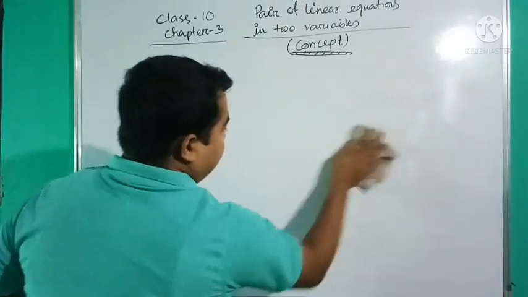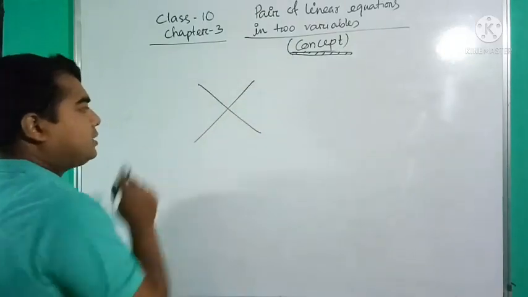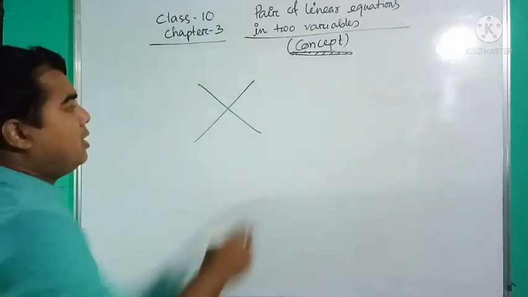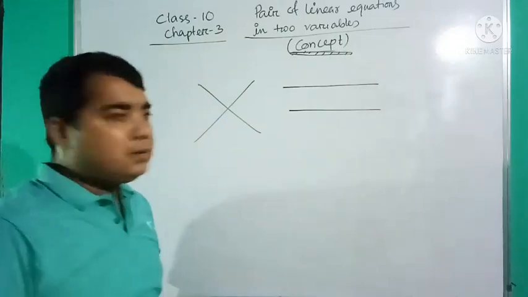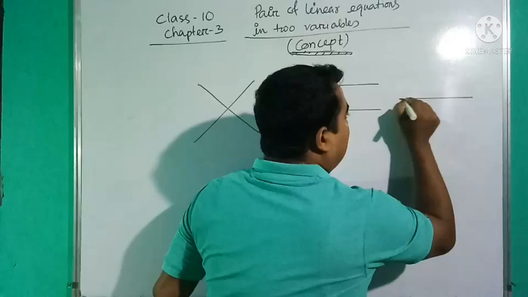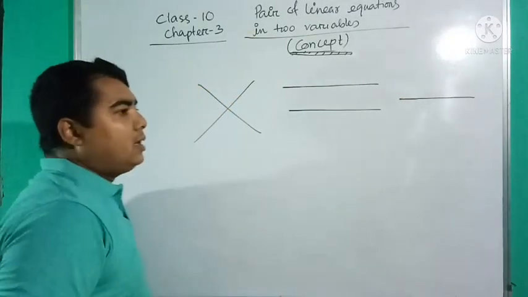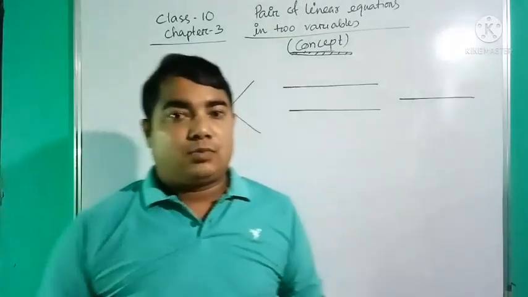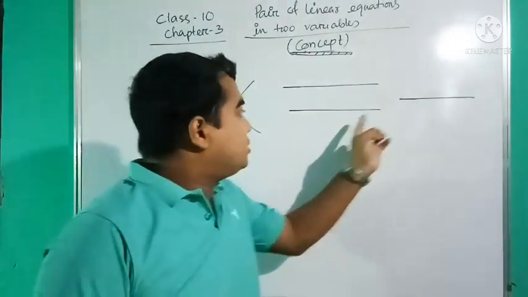If two equations are given, meaning two lines are given, the two lines may intersect each other. Intersect means both lines meet at one point. Next, maybe both lines are parallel, like a railway crossing. Or maybe one is on the other. They satisfy any one of these three conditions. But the question is, when will they satisfy this condition, or that one?